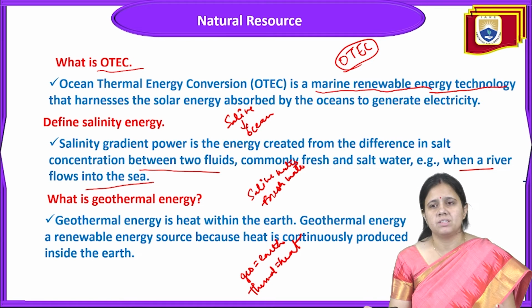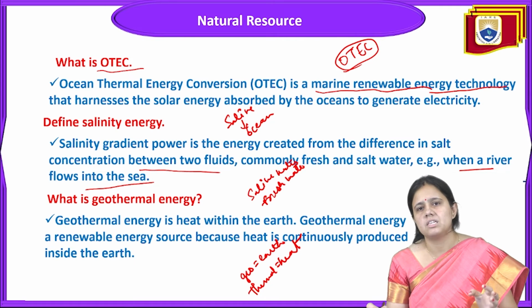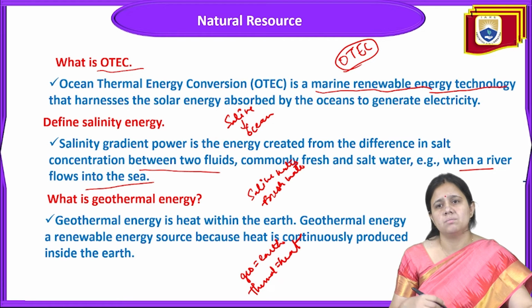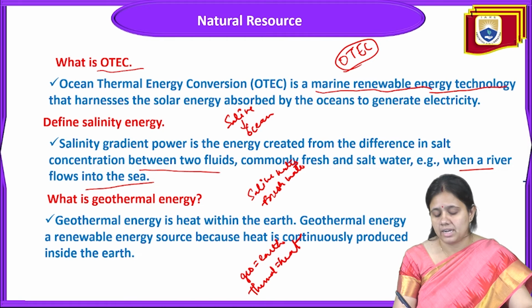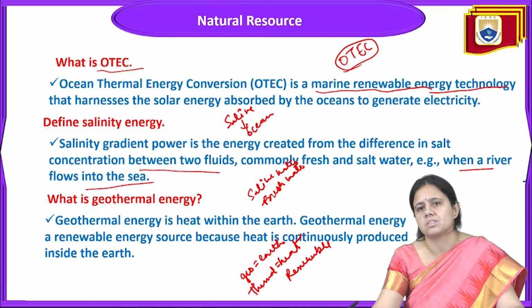Geothermal energy is the heat within the earth, and it is a renewable source because heat is continuously produced inside the earth. Inside the earth, very high heat is there, because magma and lava are there, all having very high temperature. Utilizing this heat for the production of energy is called geothermal energy, and it comes under the category of renewable sources of energy, because heat is continuously produced inside the earth's surface. So this is about geothermal energy.